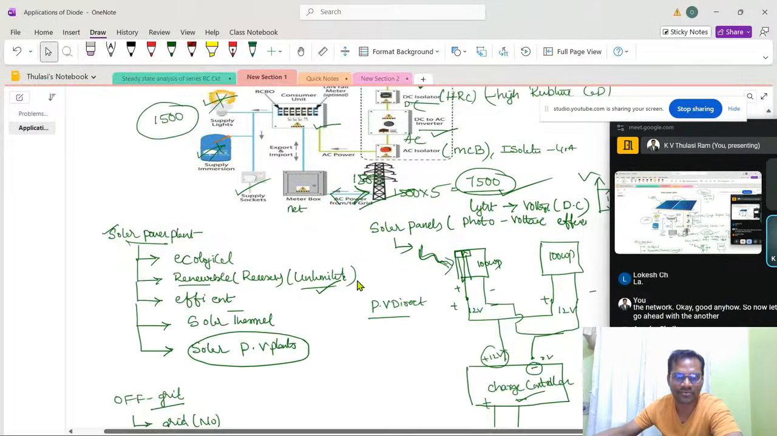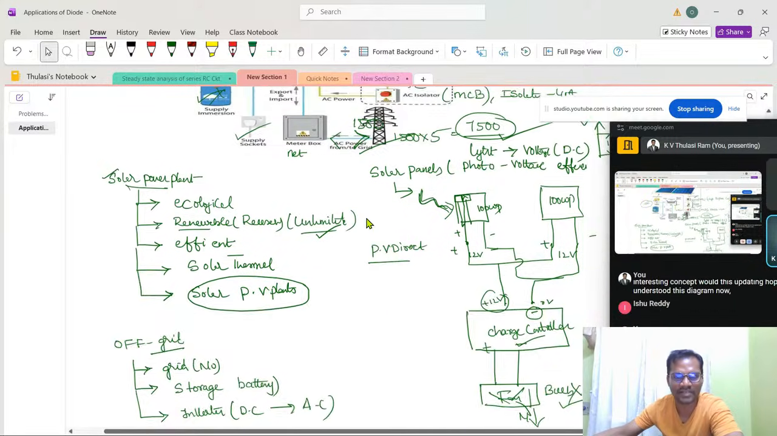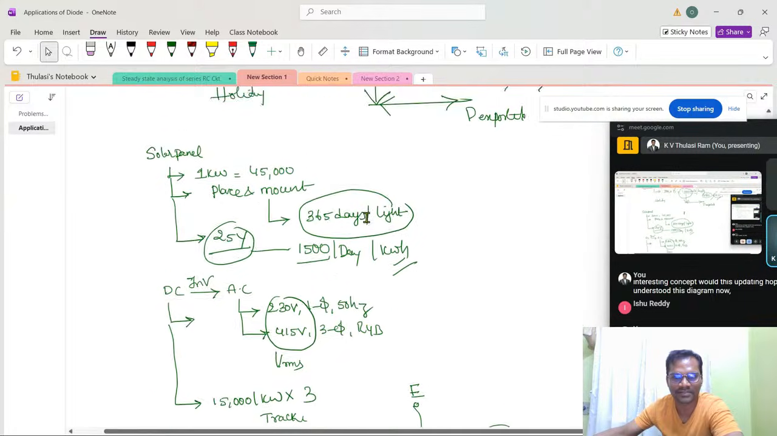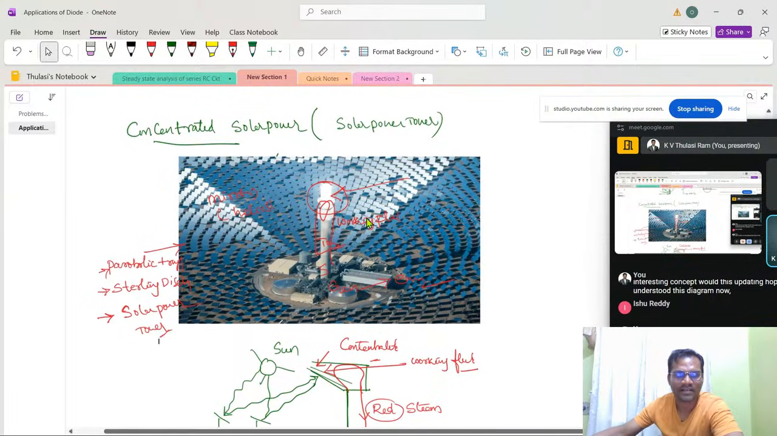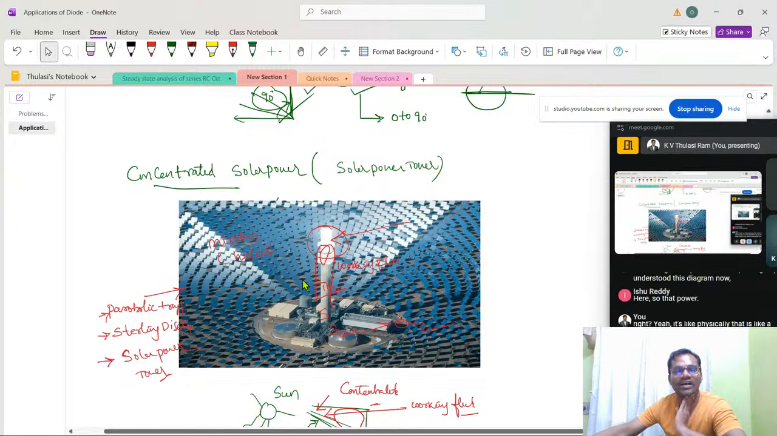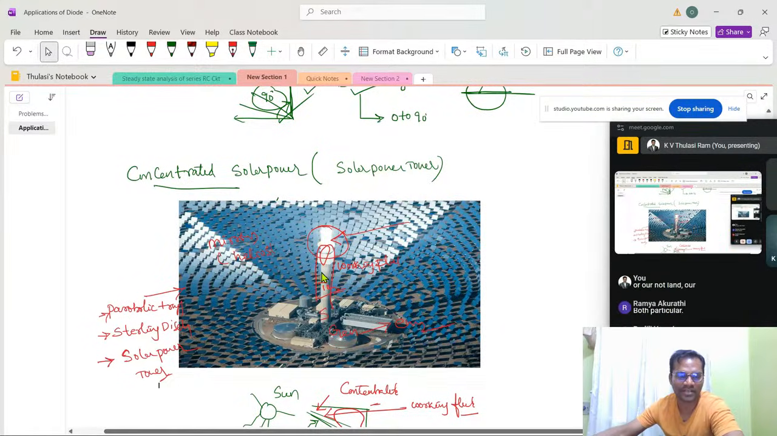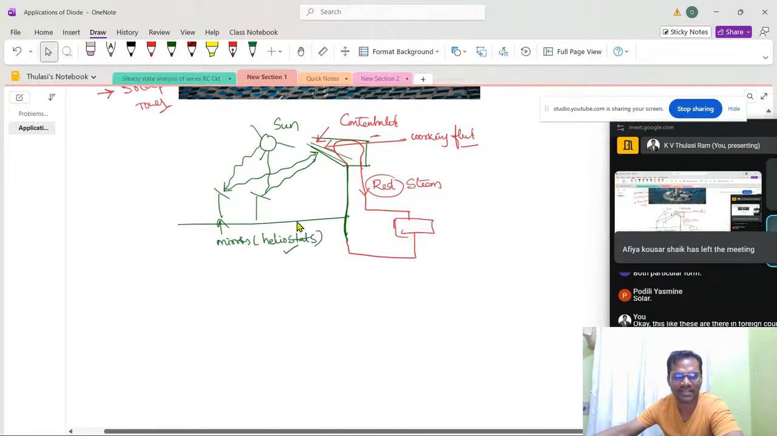Anyhow, now let's go ahead with another interesting concept. Put the subheading. Hope you understood this diagram now, right? This is dynamically moving, therefore you got more clarity. What is the name of this plant? Solar power tower. These are there in foreign countries. We don't have them in India, but we have solar PV systems in India, especially in our campus.